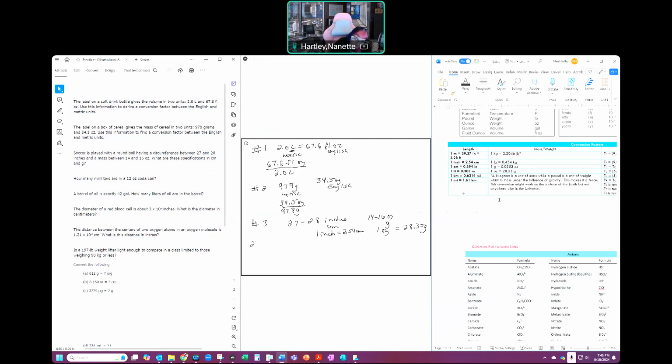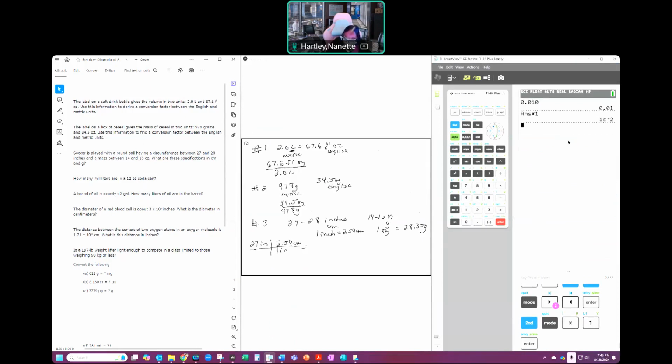So 27 inches. I know that 1 inch is 2.54 centimeters. And this will give me the lower limit in centimeters. So I can pull my calculator over, not that you really need to watch me do this, but just in case. Sometimes I mess up. So 27 times 2.54. Again, my inches cancel, and that leaves me with an answer in centimeters. That, of course, is in scientific notation.